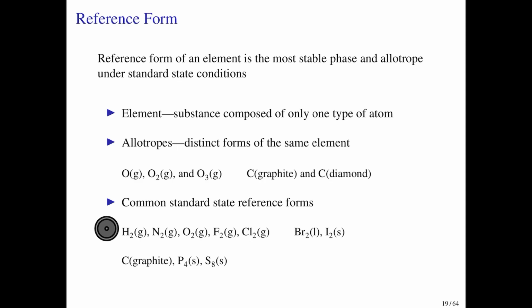So you need to know that diatomic hydrogen gas is the reference form of hydrogen, diatomic nitrogen gas for nitrogen, diatomic oxygen gas for oxygen, diatomic fluorine, diatomic chlorine. For bromine, it's diatomic, but it's the liquid phase that is the reference form. For diatomic iodine, the solid phase is the reference form. And then basically every chemistry student needs to know that graphite is the reference form of carbon. Here's some other examples that aren't as important for you to commit to memory. But you're basically expected to know these different reference forms for the common main group elements.